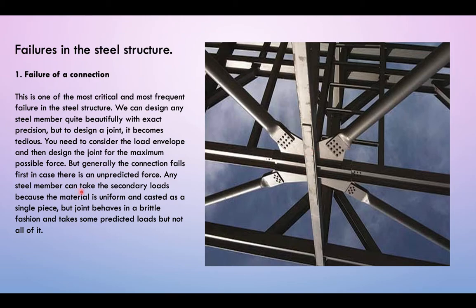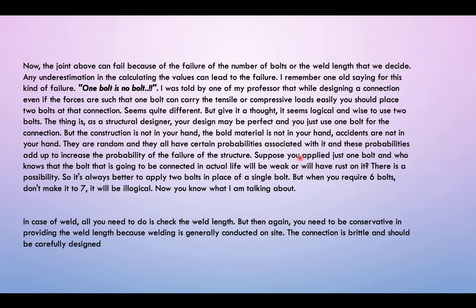Any steel member can take secondary loads because its material is uniform and cast as a single piece. But a joint behaves in a brittle fashion and takes some predicted loads, but not all of them. This is a wonderful steel structure, and we can construct a beautiful appearance with it. But due to the joints we need to account for more forces, and the joints are not getting the proper forces in the design, so the steel structure fails mostly in the connections.